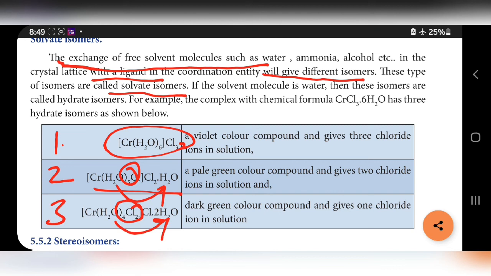With this topic, types of isomerism, structural isomers, are over. Remaining, stereoisomers, we will continue in the next video.